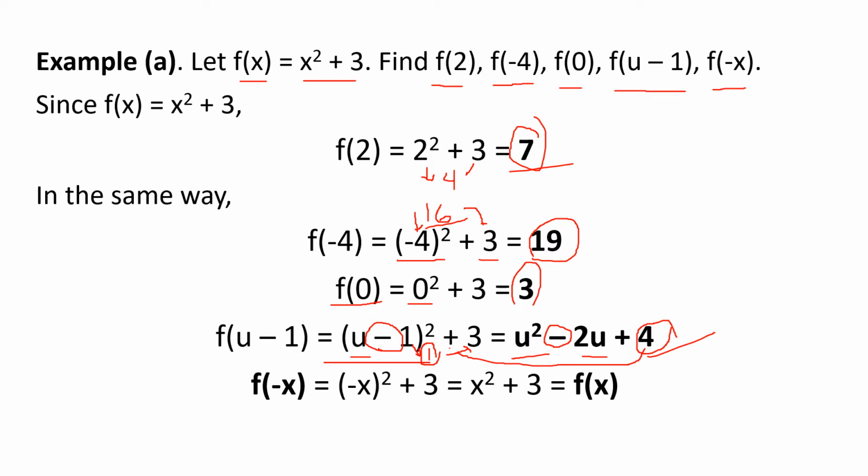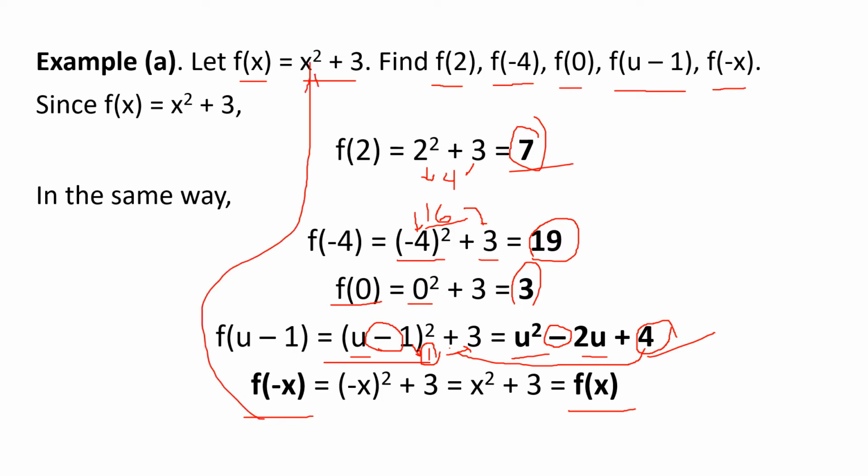Now, how about your f of negative x? We're going to put negative x as the value for x. So we simply replace all x values in the given function by using negative x. Now, negative x squared plus 3 is equal to x squared plus 3. Or we can come up with the idea that f of negative x is equal to f of x. Therefore, your f of negative x is equal to your given function here.